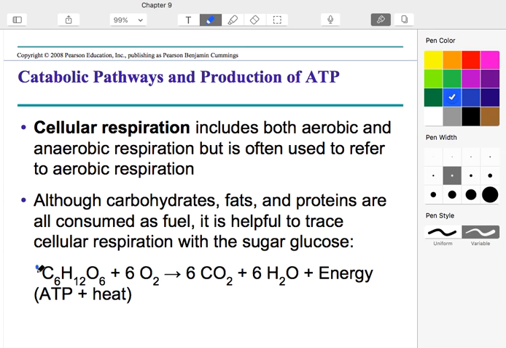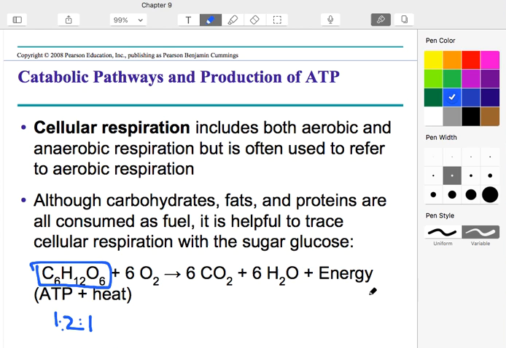C6H12O6 means the carbon, hydrogen, and oxygen ratio is 1:2:1, because 6:12:6. If you divide by 6, it comes to this ratio. So in the presence of oxygen, 6 O2 is going to produce 6 CO2 and 6 H2O, with energy in the form of ATP and heat.